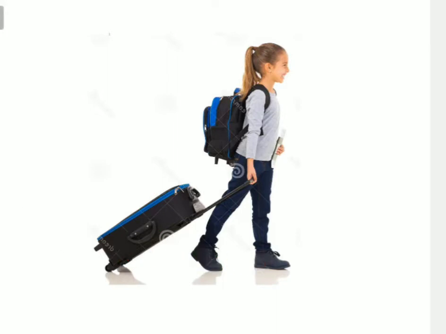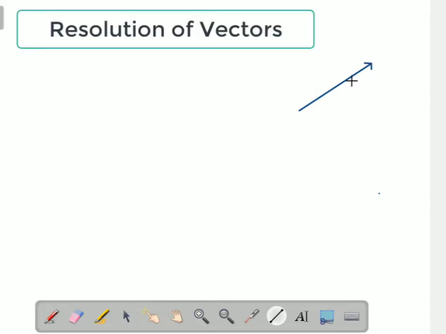To do that, we will generally take an example like a velocity example or a force example. So we will go with that. Suppose we have a vector in some particular direction, like this. Now I want to resolve this into two components. Make sure that we are dealing in two dimensions only, okay? In this resolution of vectors concept, we are dealing in two dimensions only.